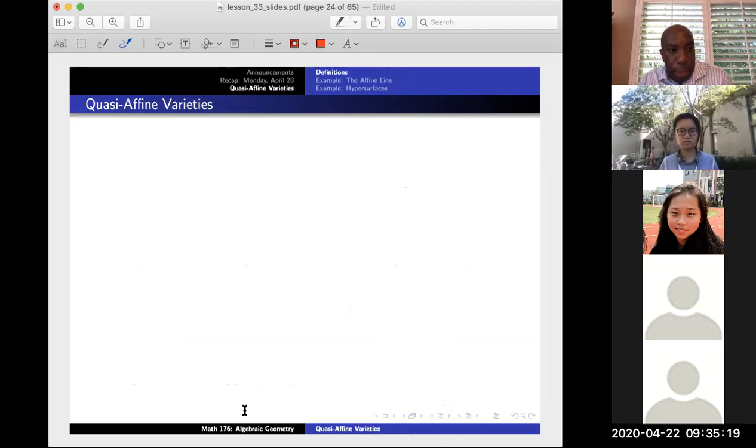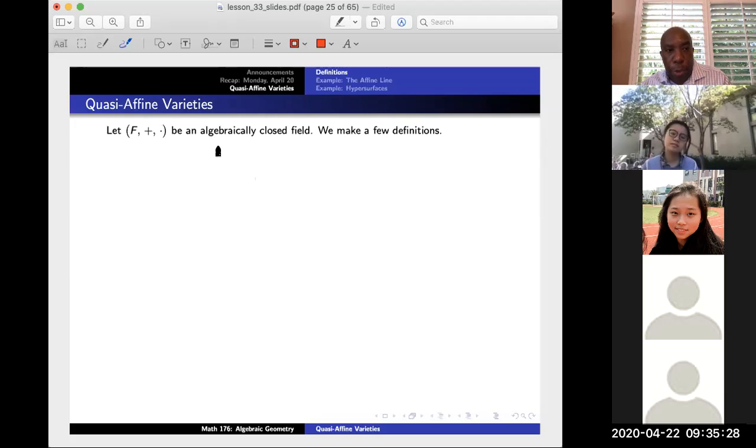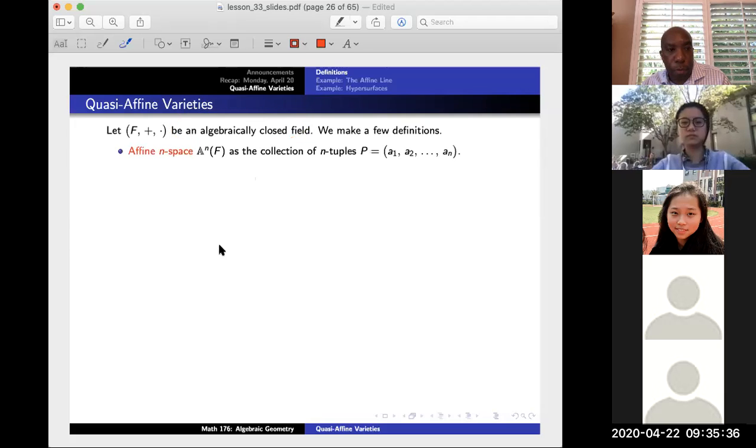So let's move on to the new stuff for the day. What are these quasi-affine varieties? Let's back up to where we are now. In all of this, I just want to remind you, we are always assuming that F is an algebraically closed field just to keep our life simple. So think of F as like the complex numbers. Of course, affine n-space, as we're used to, should just be a collection of n-tuples, so nothing fancy here.